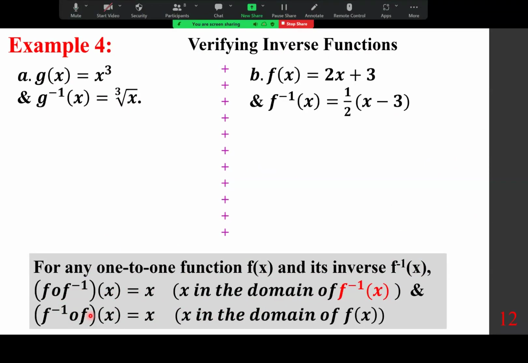So let's look at the composite function of these two, g of g inverse of x. That means replace this x with g inverse of x, which is this one. As you can see clearly, the cube root of x to the third power is x. That's very simple.